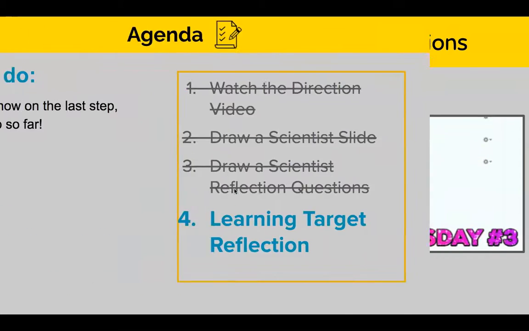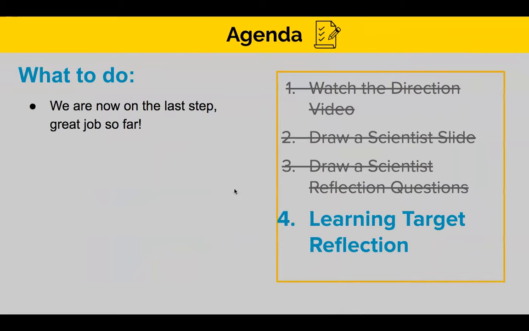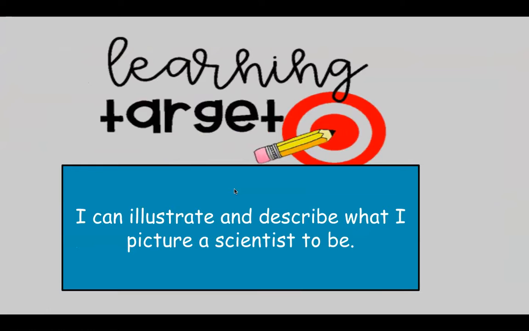After you finish task number 3, now we're ready for our last task, task number 4. You guys are doing great so far. Let's finish up this lesson and you'll be done for the day. So for task number 4, it's asking you to reflect on our learning target. Our learning target was: I can illustrate and describe what I picture a scientist to be.